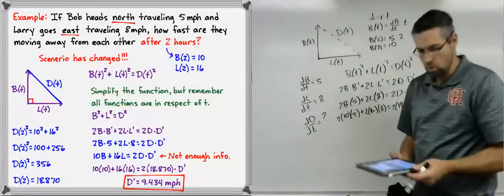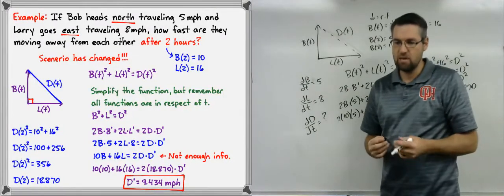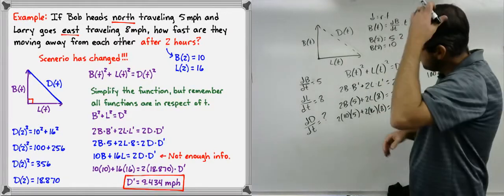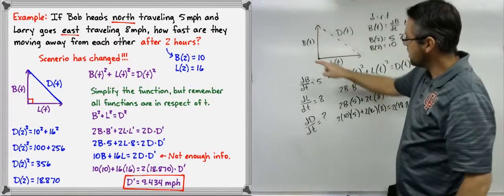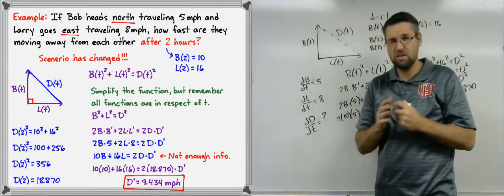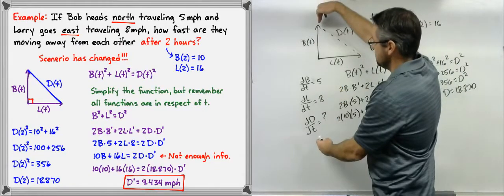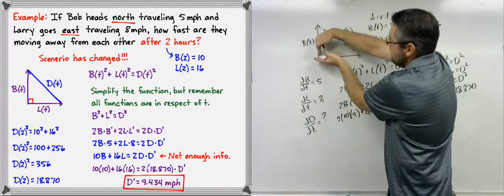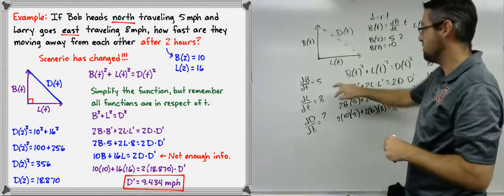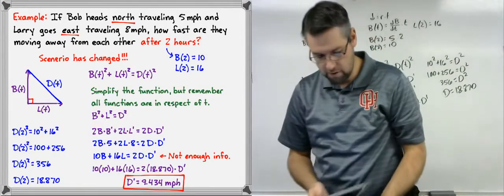Okay. So after we solve that, you can see that it says D prime is equal to 9.434 miles per hour. Well, what does that mean? He's traveling at 5 miles per hour. He's traveling at 8 miles per hour. They're not going to be traveling at a rate of 13 miles per hour away from each other, because that would be if they're directly opposite to each other. But because they're not moving directly opposite, you would assume that that rate would be less than just the sum of the two rates, and that makes sense. Okay, so hopefully that makes sense to you. Hopefully you get that.